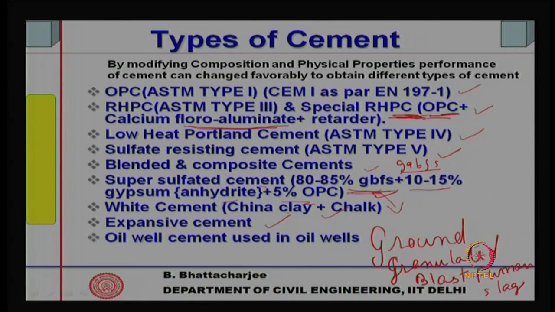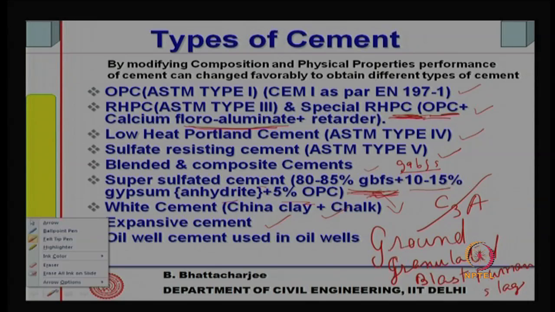So, you can see that it is not really with OPC, but with ground granulated blast furnace slag that this cement is prepared. So, this is super sulphated cement. Now, we can look at the properties of ground granulated blast furnace slag. This will not have C3A at all. So, the reaction with sulphate is expected to be simply not there. So, it is supposed to be highly sulphate resistant.